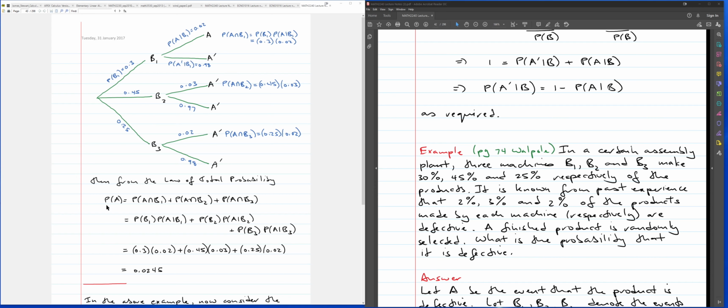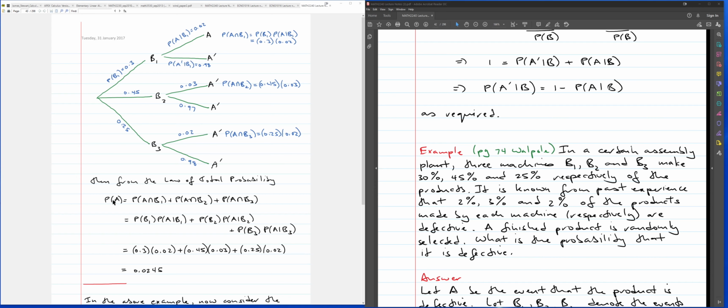To get defective overall, you need to add those 3 probabilities. I have it written here: this one, this one, and this one, and that would give me my answer. That's really working out the law of total probability using your tree diagram over here.